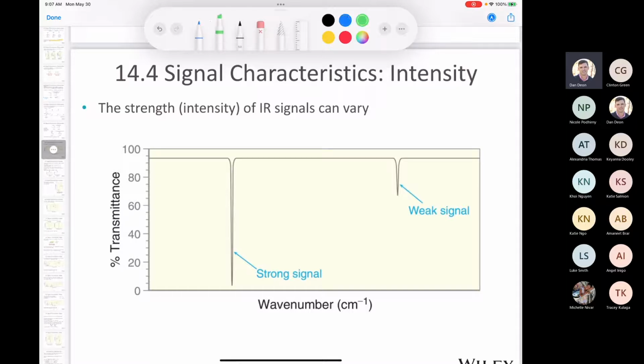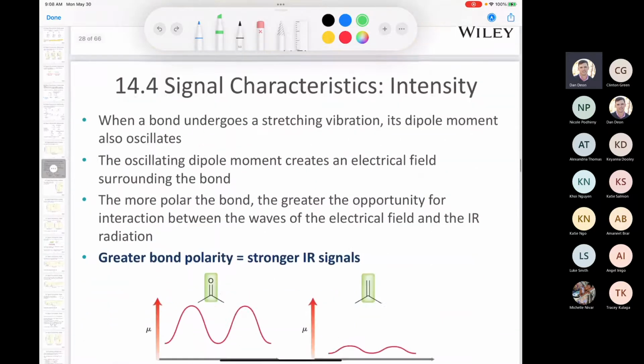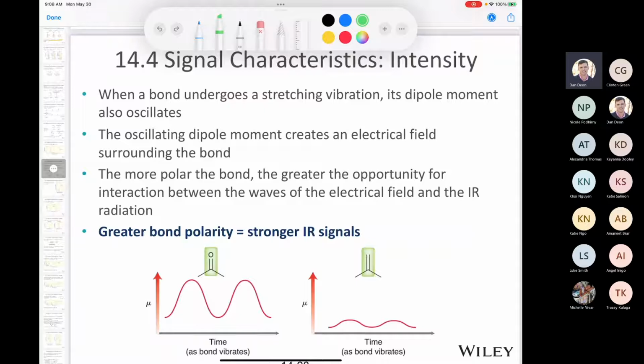We can have a really strong signal like this that just absorbs a ton of infrared light. And then we can also have weaker signals like this one here. You can see most of the light was transmitted through the sample, so that means it only absorbed a little bit of infrared light. Well, why would that be? It has a lot to do with bond polarity.